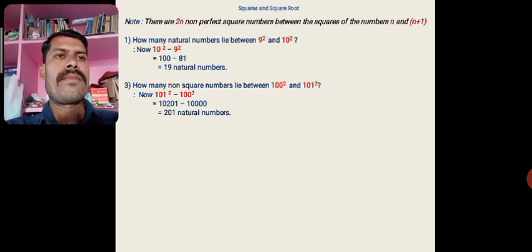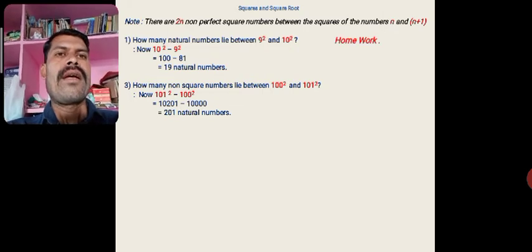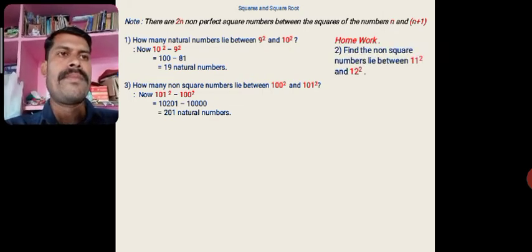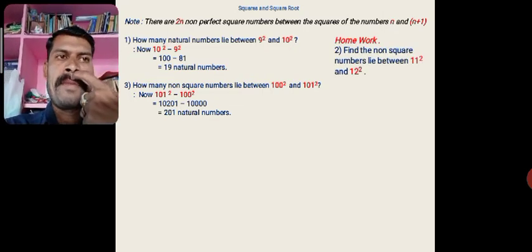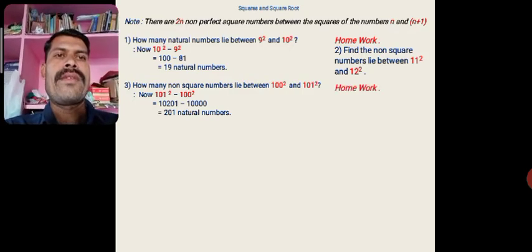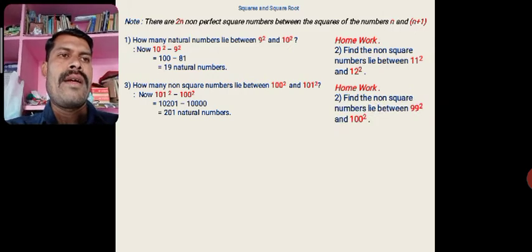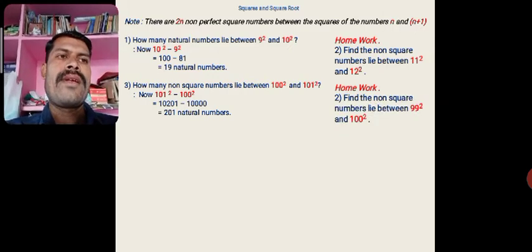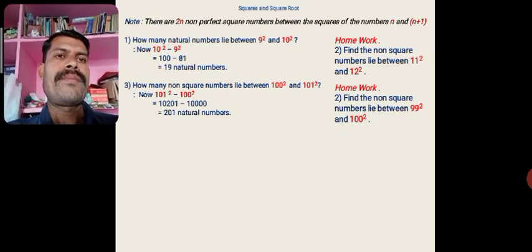Now, go for some homework here. Find the non-perfect square numbers between 11 square and 12 square by using this rule itself. Okay. Find the non-perfect square numbers that lie between 99 square and 100 square.